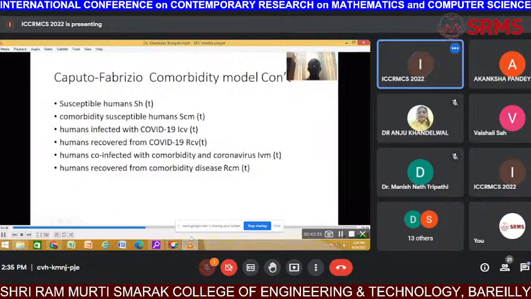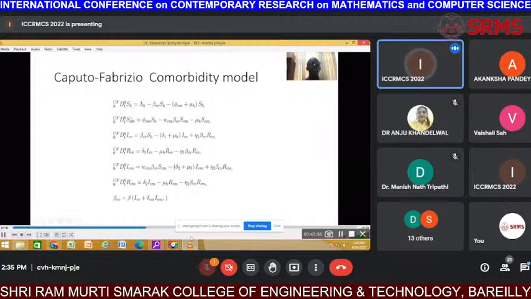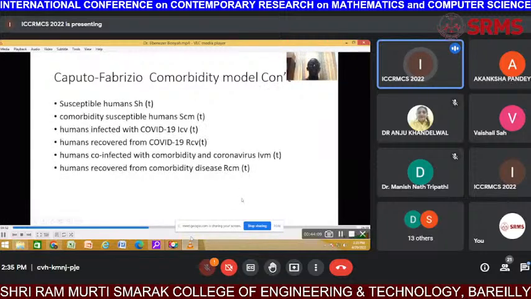So in the model, the compartments S suffix M, I suffix C, V, R suffix C, V, I suffix V, M, R suffix M have been properly defined here. Why I call them here: comorbidity susceptible woman, woman infected with COVID-19, woman recovered from COVID-19, woman co-infected with comorbidity and coronavirus, woman recovered from comorbidity disease. So this is exactly what you saw in the model shown previously.